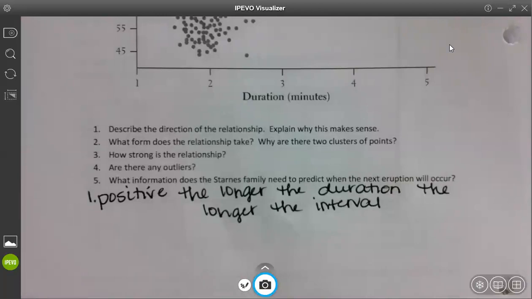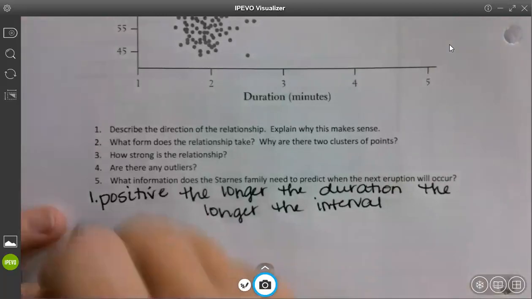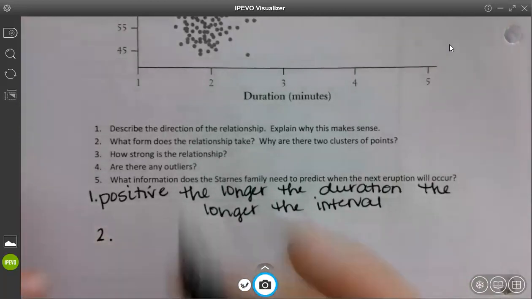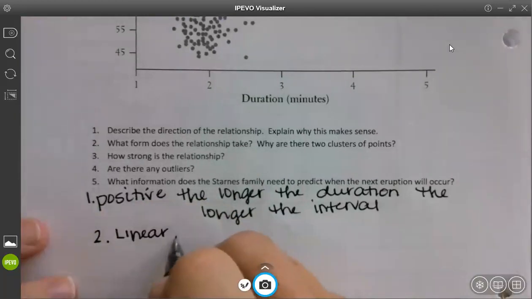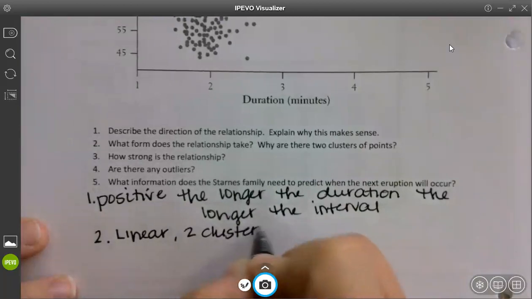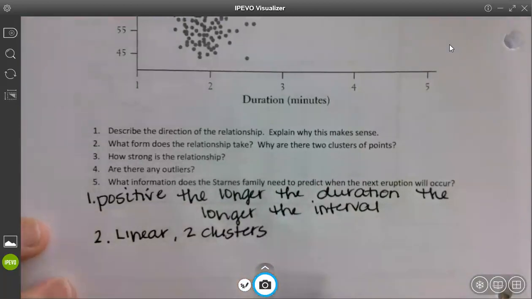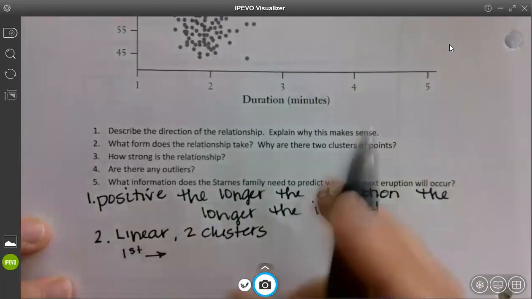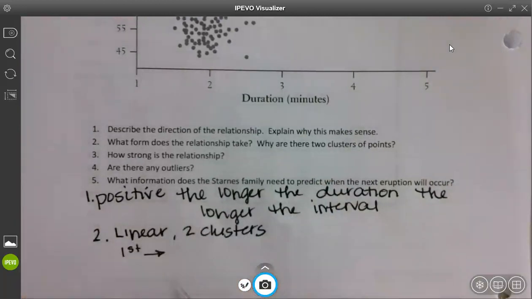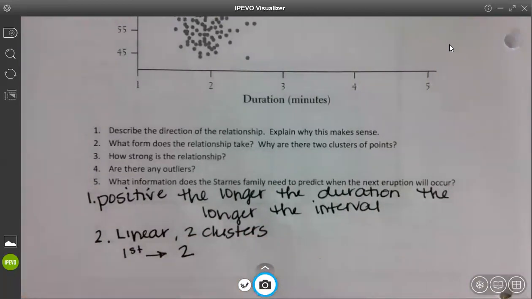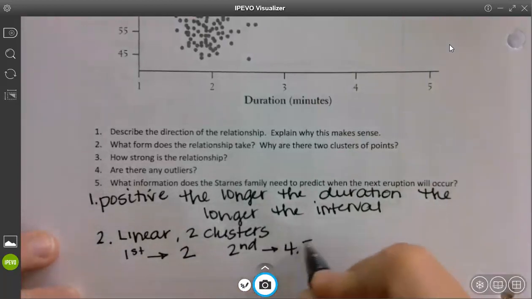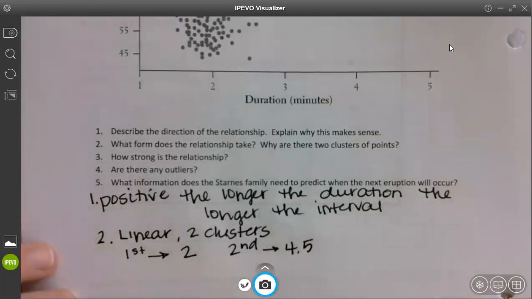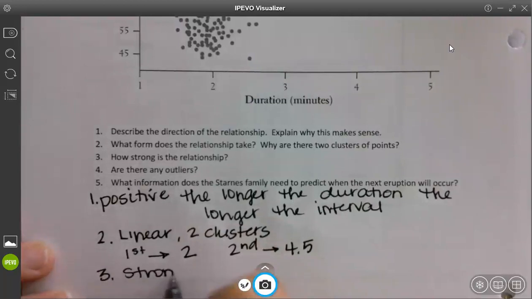That's it. All right. What form does the relationship take? Linear. Why are there two clusters of points? So you should identify those clusters. Where's the first cluster at? 0.5 to 2.5. So what's the average? 2. The first cluster is around 2. Where's your second cluster? 4.5. Perfect. Great job. How strong is the relationship? Strong. You can tell it is linear and you can tell that it's increasing.